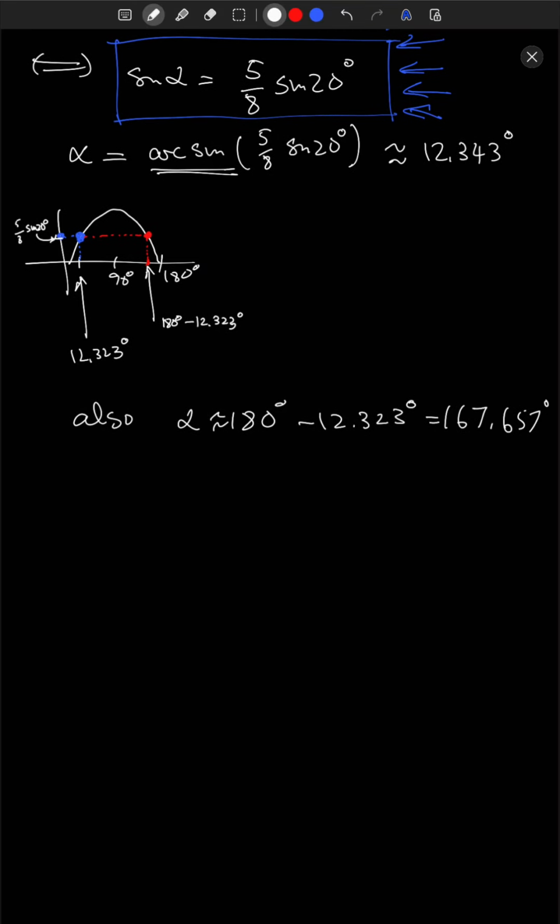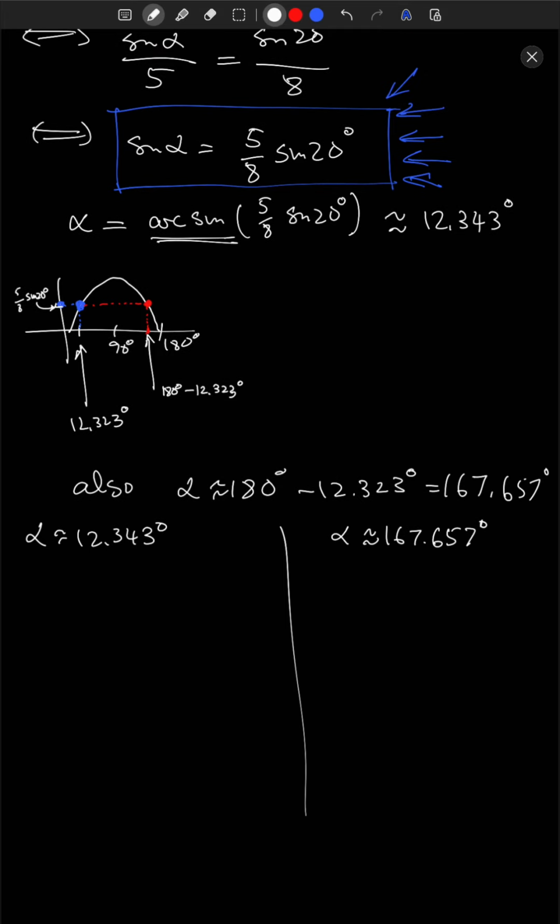Okay, so from here, we do the same as what we did last time. We have two possible alphas. So alpha is equal to 12.343, or alpha equals 167.657, or maybe I should use squigglies for both of these, approximately, right? And we solve them as individual problems. Okay. How do we solve the one on the left? And how do we solve the one on the right? Using the exact same procedure.